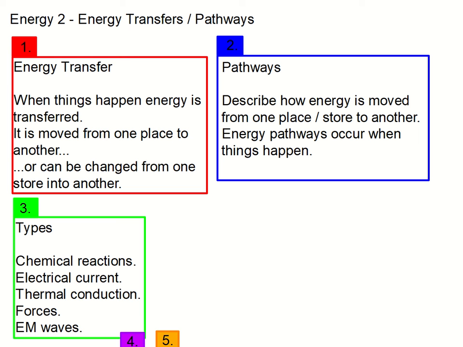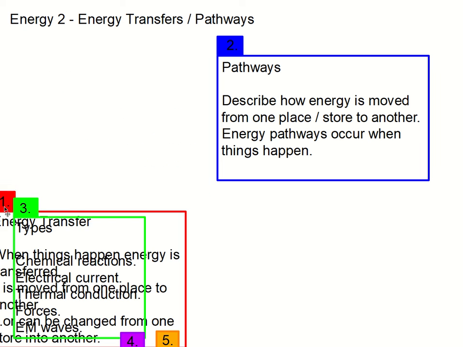So we've talked on the last video about the fact that light isn't an energy store because you can't store it, but light does cause energy to be moved from one place to another. So an example is a light bulb in a torch, for example. The torch uses a battery, it's got energy stored in the torch. When you switch the torch on, light is transferred from the torch to the surroundings.